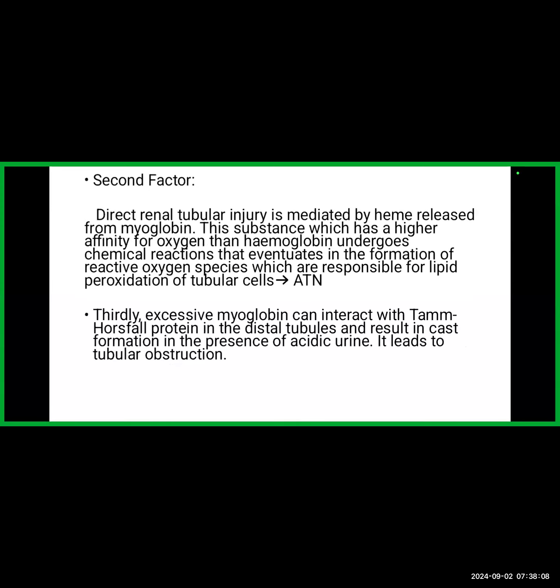Then, next slide, please. The second factor is the direct renal tubular injury, and this is mediated by the heme that is released from the myoglobin. Like I said, the product of myoglobin breakdown is ferrihemate. And this substance has a higher affinity for oxygen than the hemoglobin and undergoes chemical reactions that eventuates in the formation of reactive oxygen species, which are responsible for lipid peroxidation of tubular cells. And this will ultimately lead to acute tubular necrosis. So this is the second factor.